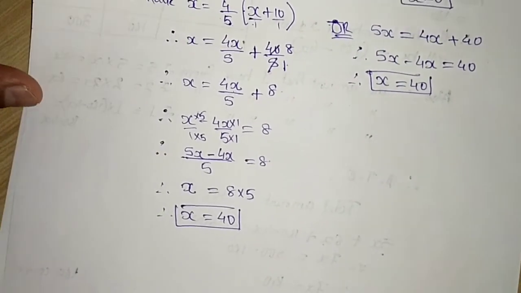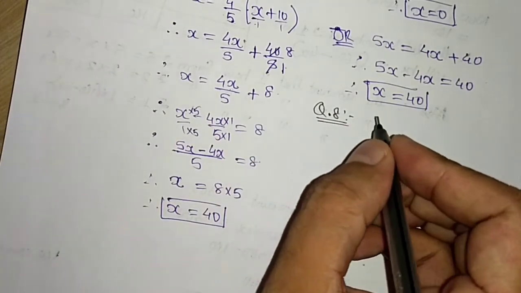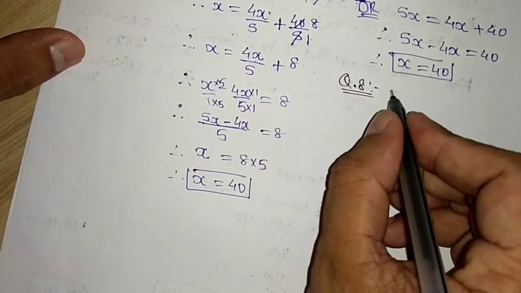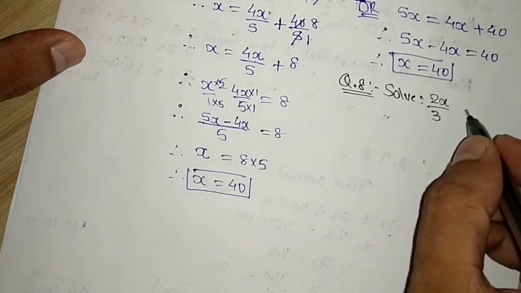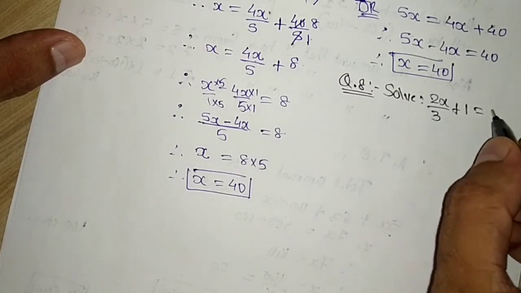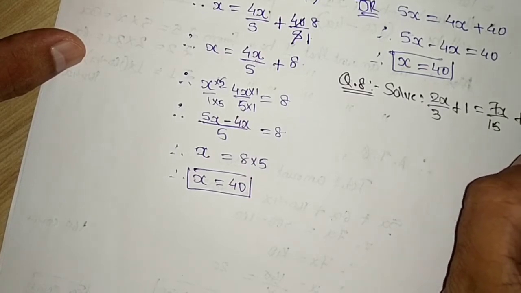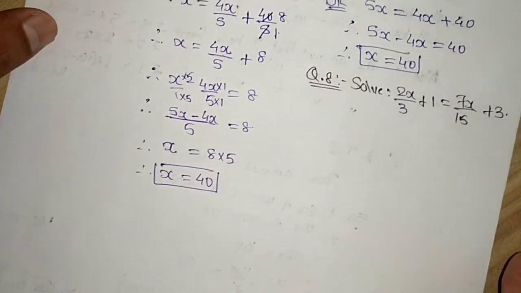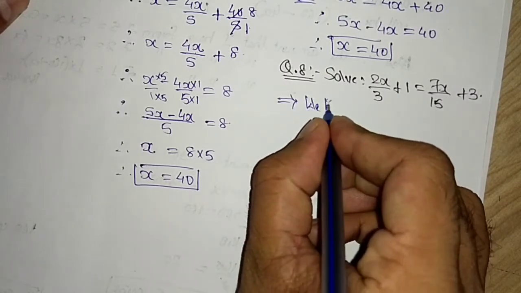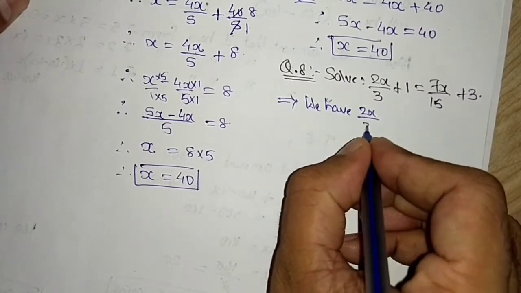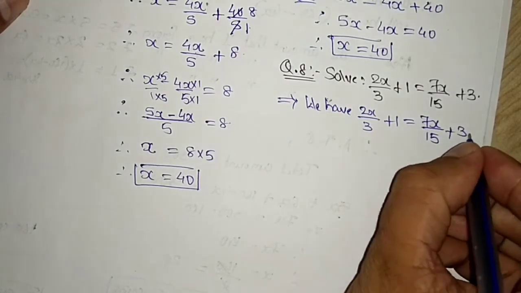Now let us move to question number 8. Question number 8 is: solve 2x divided by 3 plus 1 is equal to 7x divided by 15 plus 3. Again we have 2x divided by 3 plus 1 is equal to 7x divided by 15 plus 3.